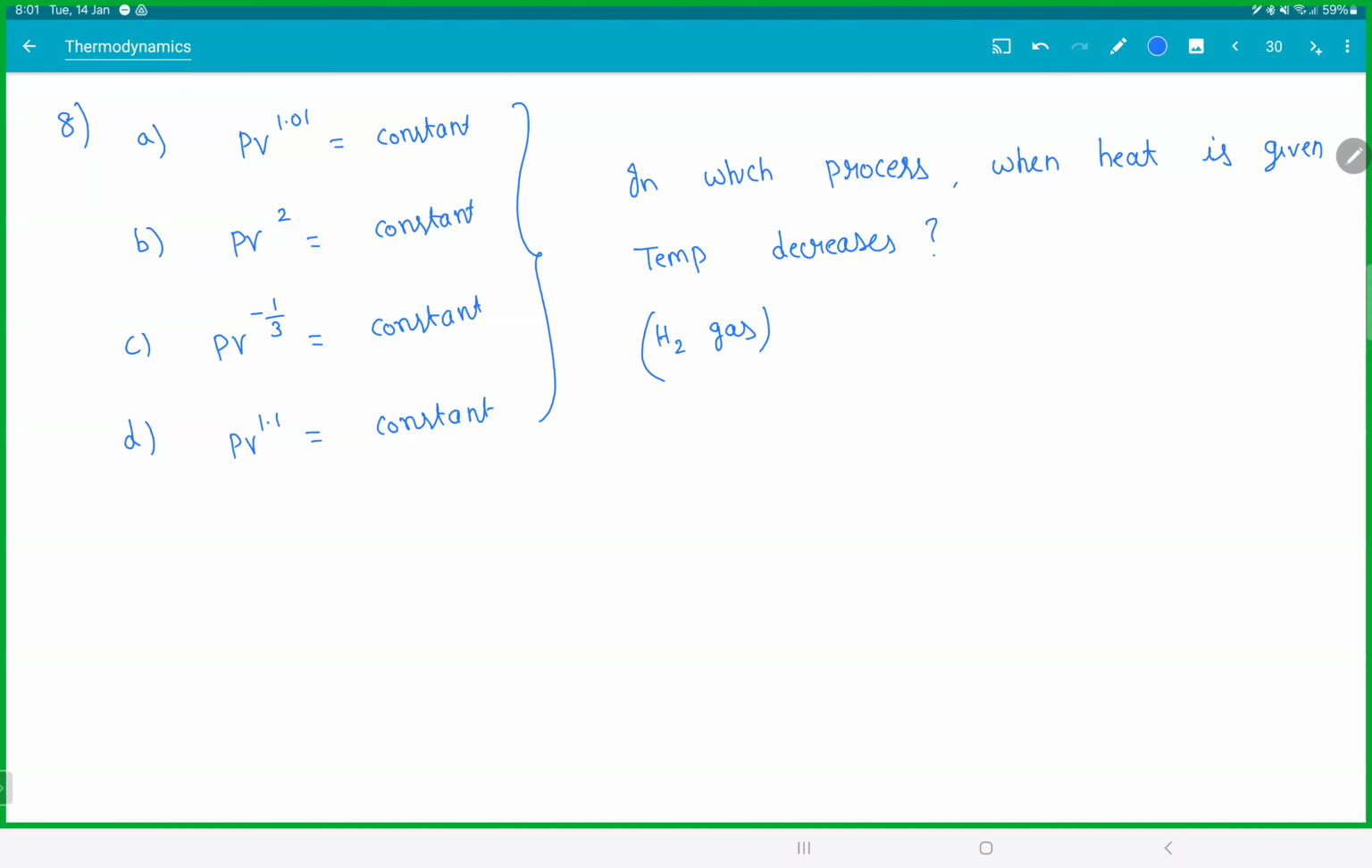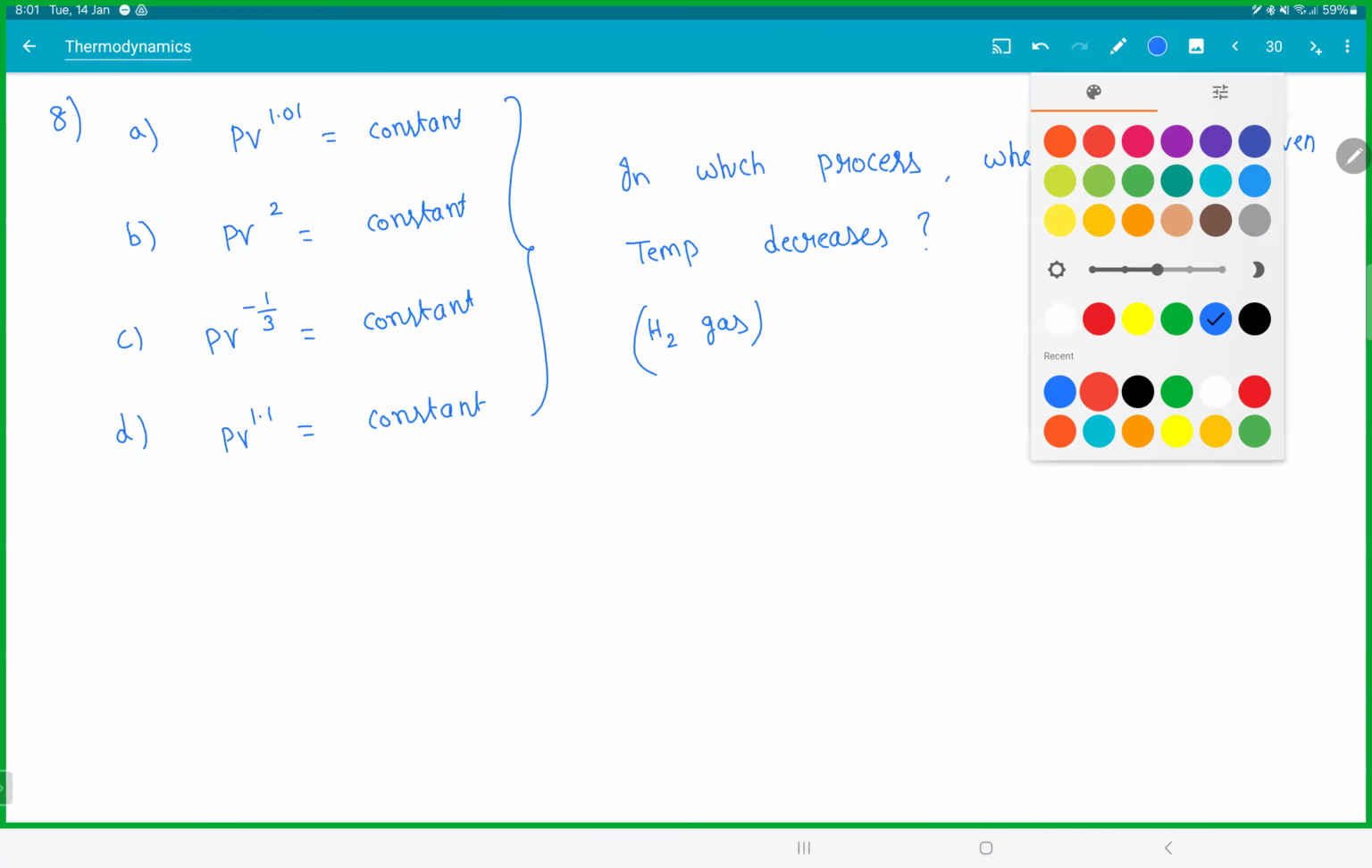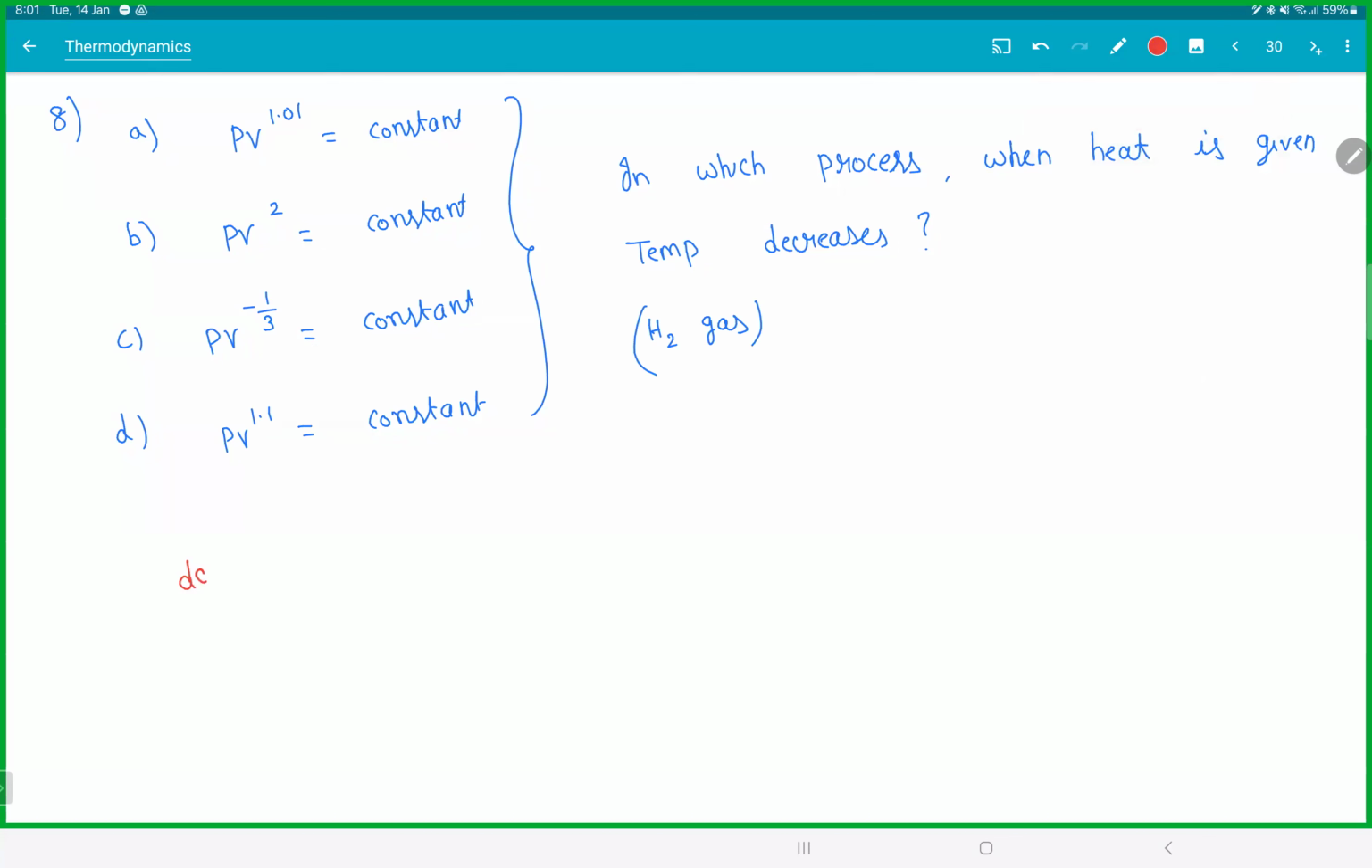Did you figure out what is the catch? Go back to the formula. dq is nC dt. So if heat is supplied, this is positive. If temperature is decreasing, this is negative. This is only possible if C is negative, isn't it? So for processes where C is negative, if the heat is given, temperature decreases. That is the catch you need to figure out.